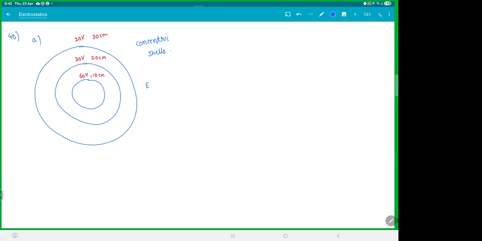So the inner shell's potential is 60 volt, radius is 10. The second shell is 30, third shell is 20, and so on. So we drew a few of the equipotential shells. Using this information, find the electric field in the region. You have to tell me the magnitude and the direction.